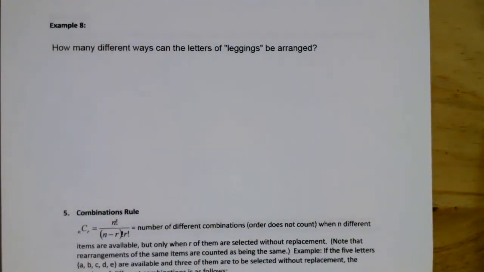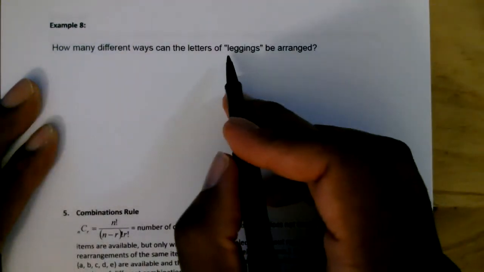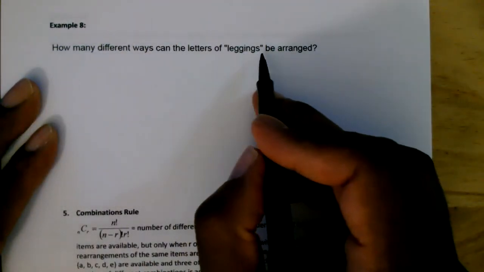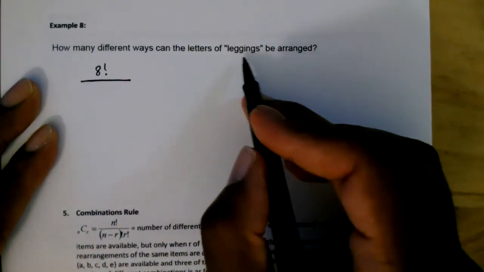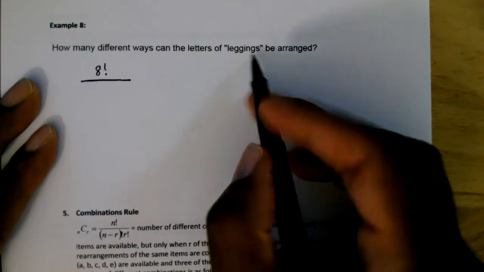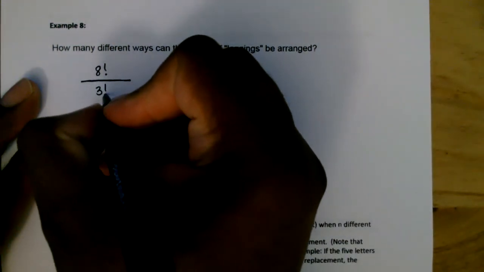Here's another example. How many different ways can the letters of leggings be arranged? That's another one of those permutations rules where you have the same items being identical to others. Let's count the number of letters in leggings. There's 4, there's 8. 8 letters in the word leggings. Their numerator will be 8 factorial divided by, there's only 3 G's in leggings. So that's going to be in the denominator 3 factorial.